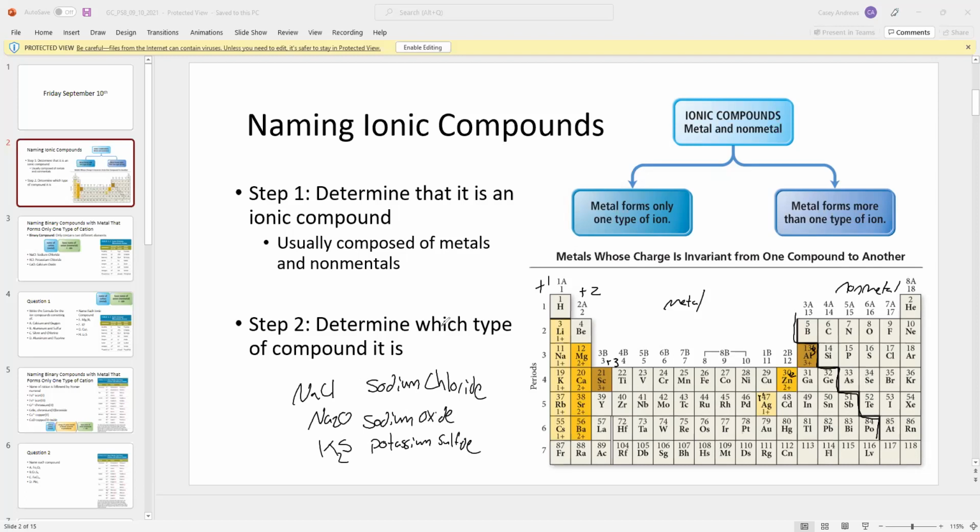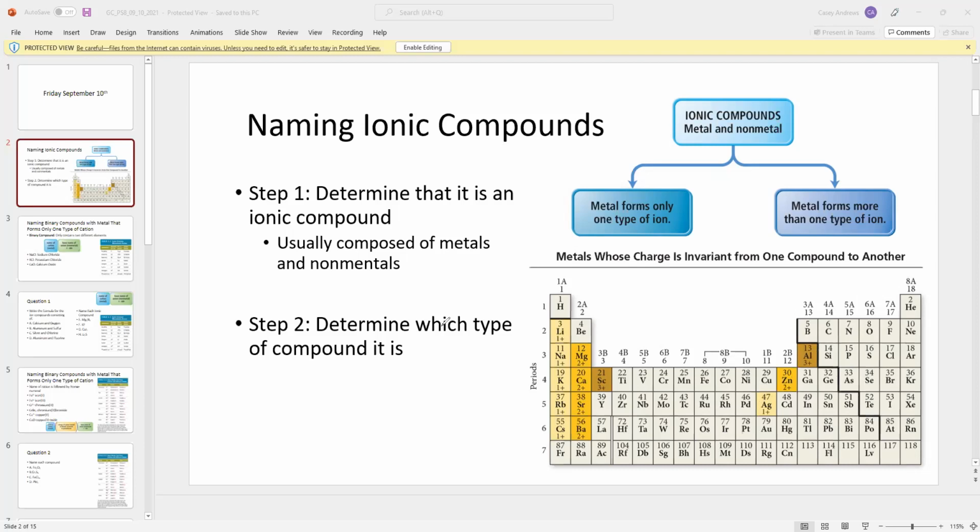However, that's the simplest case. What if you use a metal that doesn't have a known charge? Actually, let's go to the periodic table. So all your transition metals, basically. How do you name that? This is where Roman numerals come in.